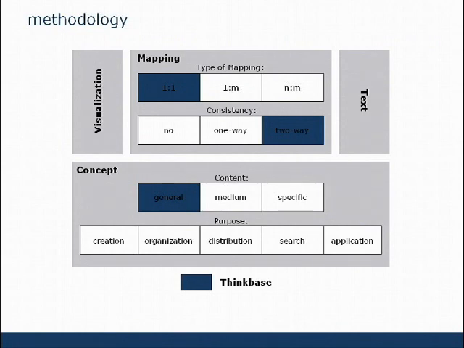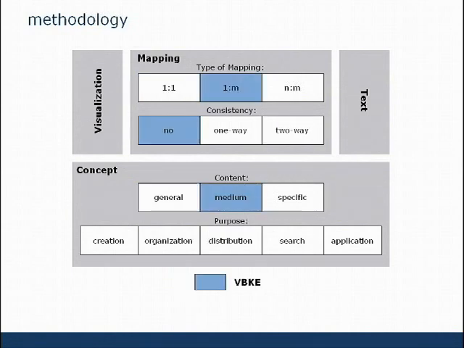So the first of the prototypes is something we've called ThinkBase. The type of mapping here is one-to-one, so we've got nodes in the visualization corresponding directly to entities within the textual wiki pages. There's 2-way consistency, so if either side changes, you get effects on the other. It's very general content. As we'll see, it's in fact Wikipedia in a semantic web form. And then we're interested in what sort of purpose you might apply that sort of prototype to.